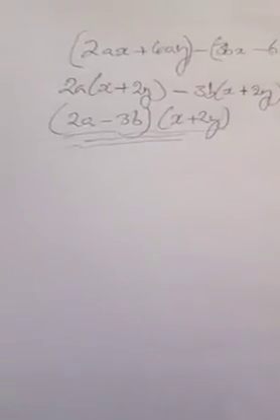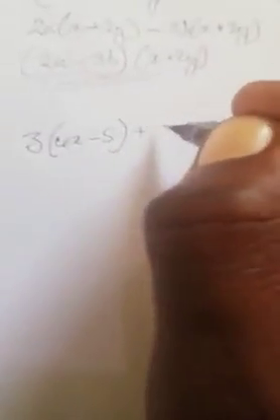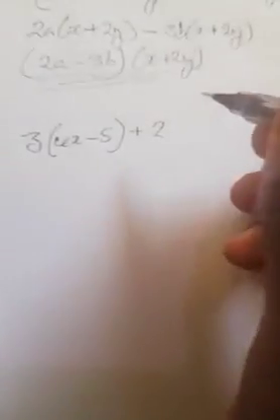Then the third question says: simplify 3(4x - 5) + 2. So here what we use is BODMAS.